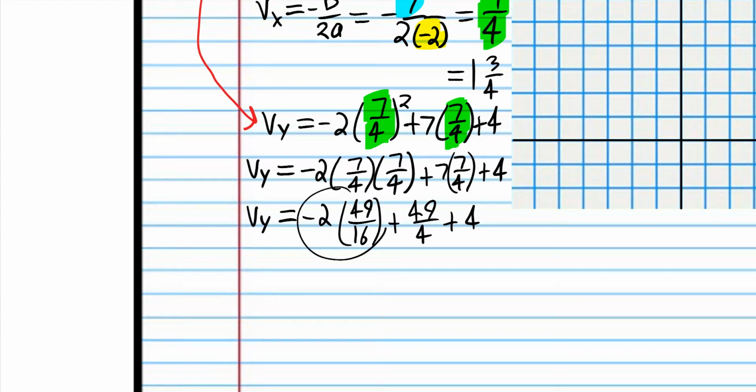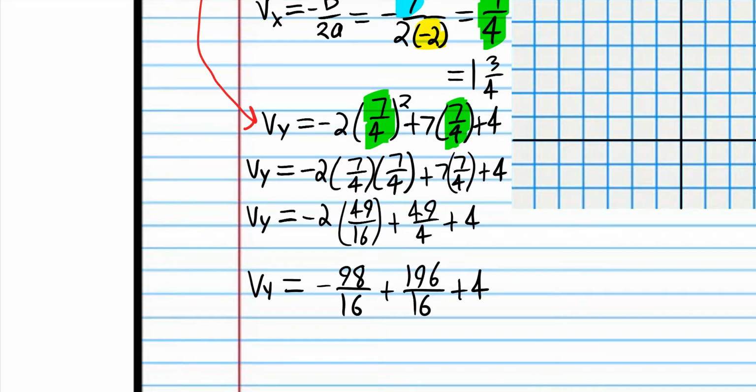Okay, and again, you're multiplying a whole number by a fraction, so negative 2 times 49 is negative 98. And we need to multiply both sides of this fraction by 4 to get a common denominator. We cannot add those fractions unless we get a common denominator. So 49 times 4 is 196. And now we have a common denominator.